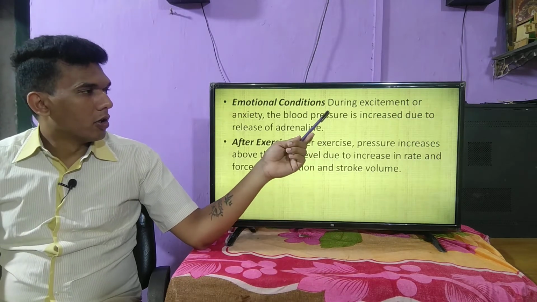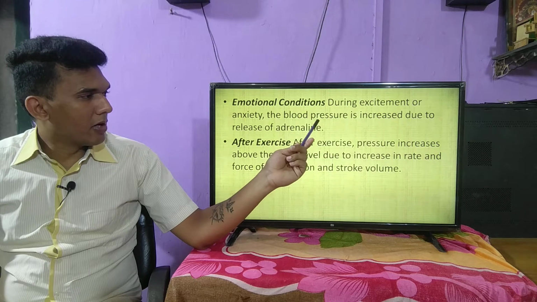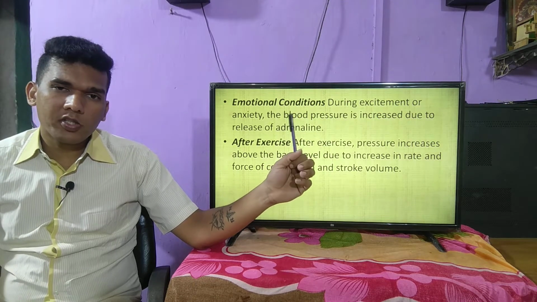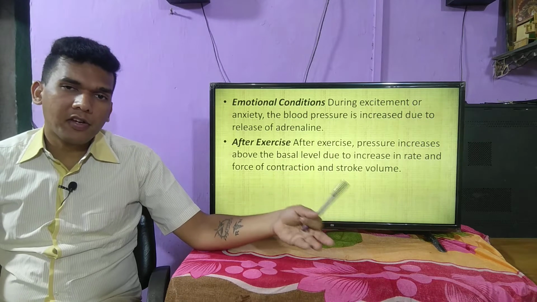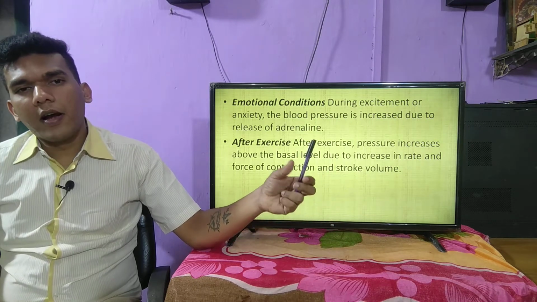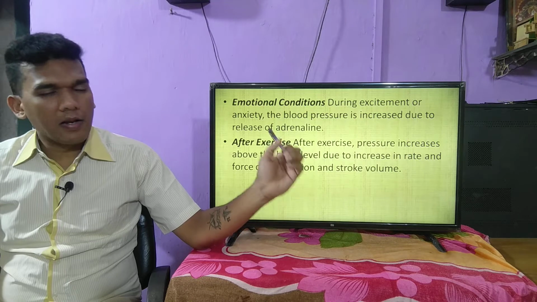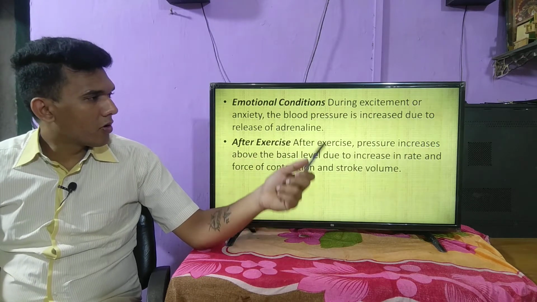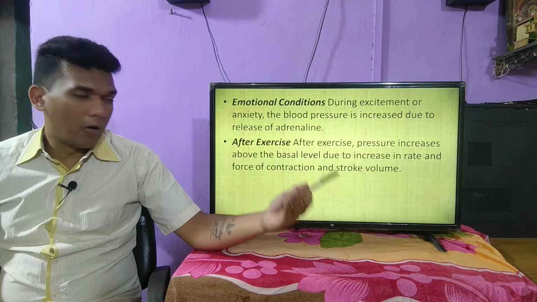Emotional condition. During excitement or anxiety, the blood pressure is increased due to the release of adrenaline. So when you are too excited or when you are anxious, at that time the adrenal gland will secrete the hormone adrenaline. Because of that vasoconstriction will happen, also heart rate will increase, and because of that there is an increase in the blood pressure.